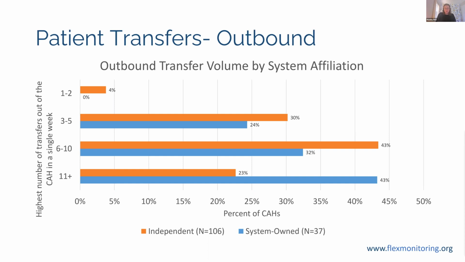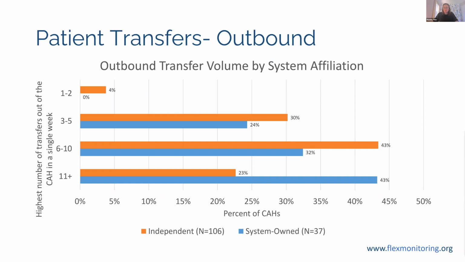And so you can see that the distribution here for independent and system is a little bit different. A higher proportion of system hospitals said that they had 11 or more transfers out at their highest week. And we weren't too surprised by that because we thought independent hospitals might be more likely to keep their patients if they just don't have that system relationship for transfers.